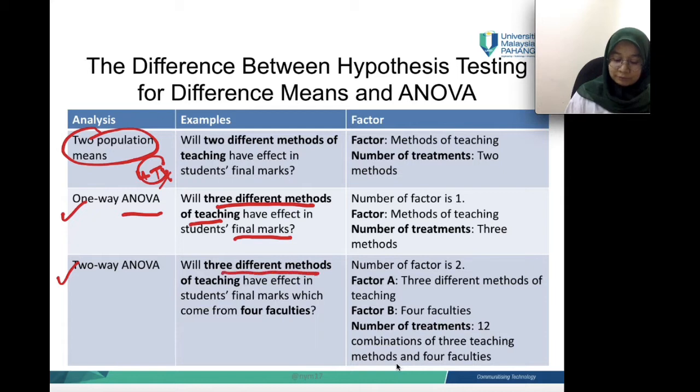Will three different methods have an effect in the four faculties? Now you have two factors. The first one is different method. The second factor is faculty. Is there any effect between different methods in the four faculties? So this one is the two-way ANOVA. We'll look at one-way ANOVA and two-way ANOVA one by one later on.